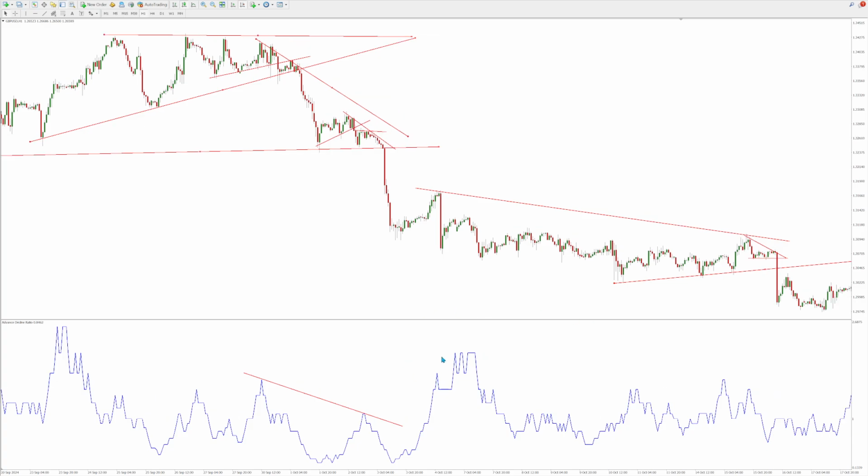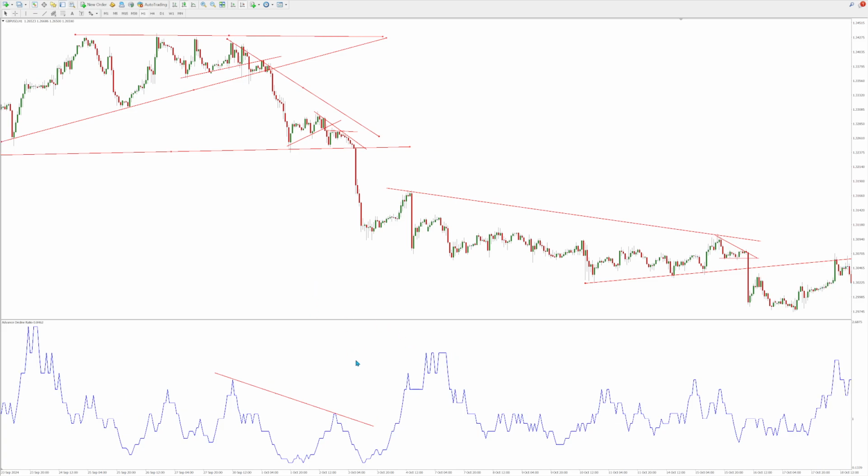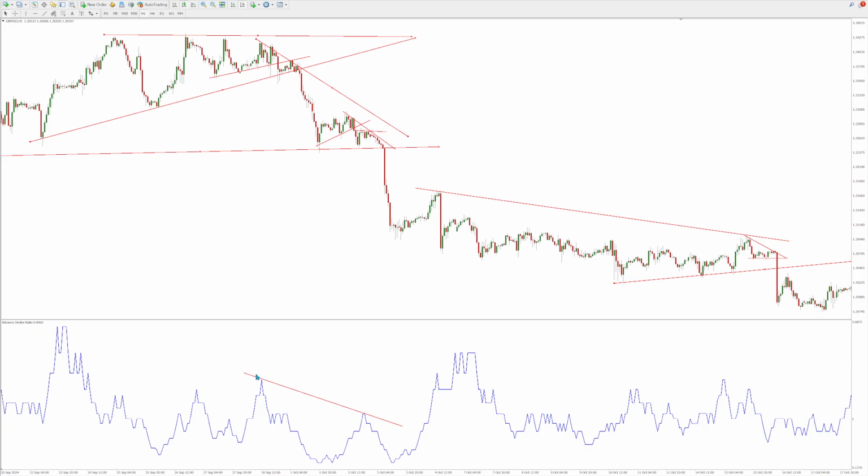Okay, and also it can be used for finding pullbacks, because we know we're in a downtrend here, and we're going to look to trade in line with the trend. We're only going to take sell trades once we know we're in a downtrend, so we can wait for the indicator to turn to the upside, and when it does that, as it does here, you can see downtrend goes to the upside.